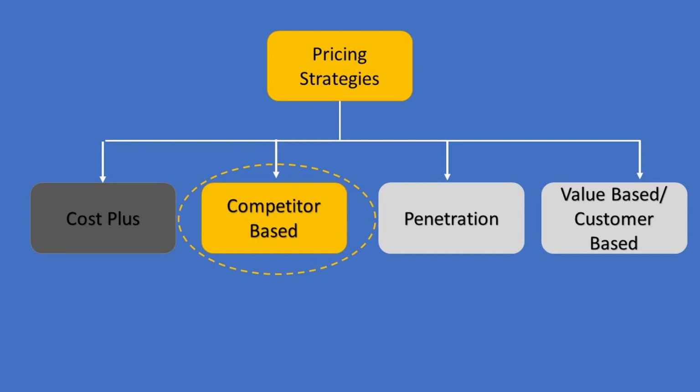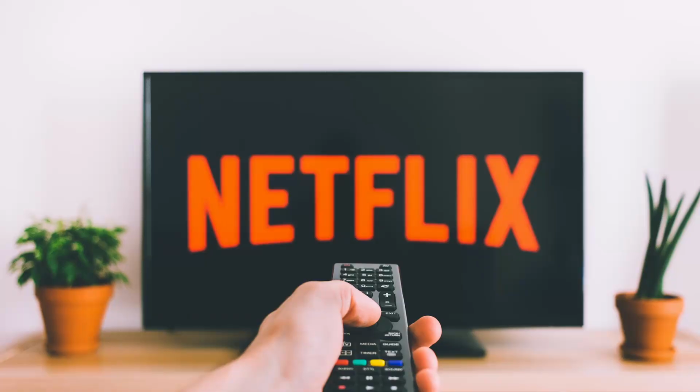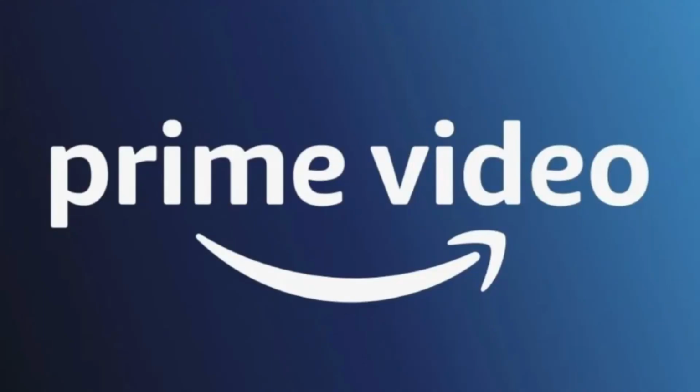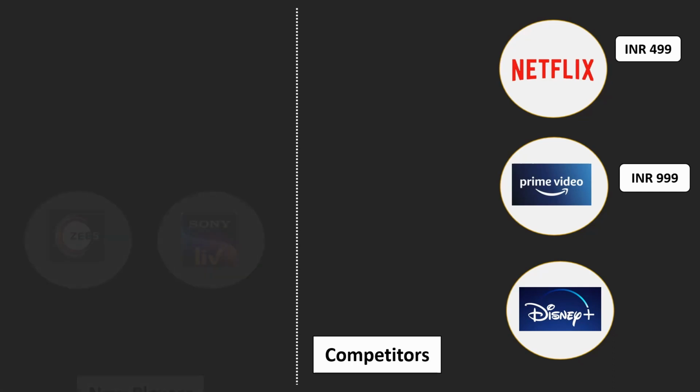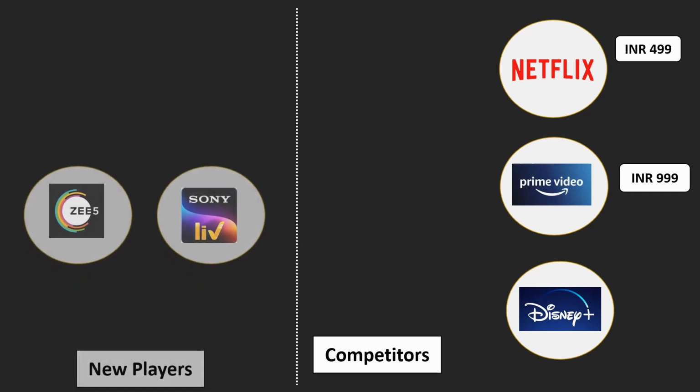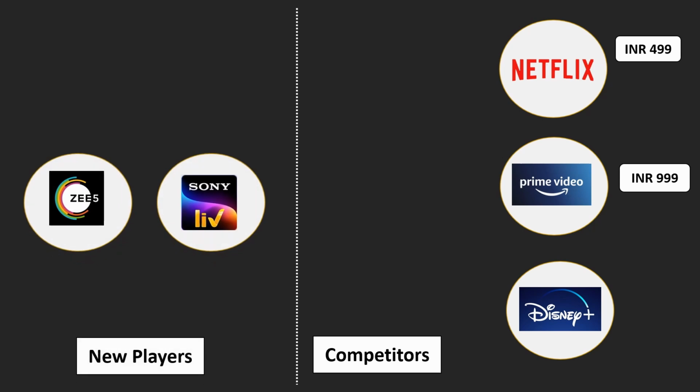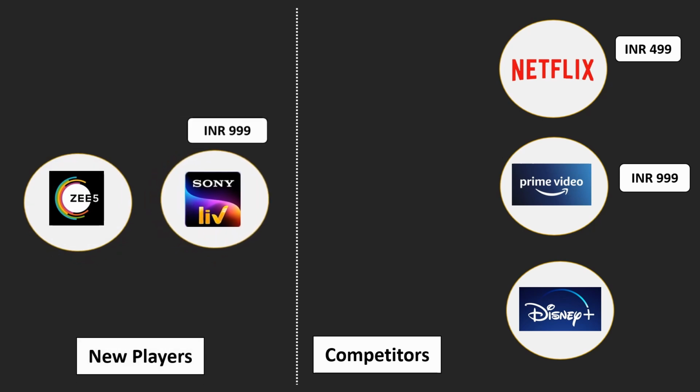So this brings me to the second strategy, which is the competitor-based pricing strategy. In this type of pricing strategy, a product or category manager maps the product as per the competitive product. Have you noticed that you pay roughly the same amount for Netflix, Amazon Prime Video, or Disney Plus subscription and other streaming services? That's because all these companies have adopted a competitive pricing strategy. For a new player who wants to establish a foothold in the market, this type of pricing strategy is ideal. This gives us the current pricing structure operating in the market.